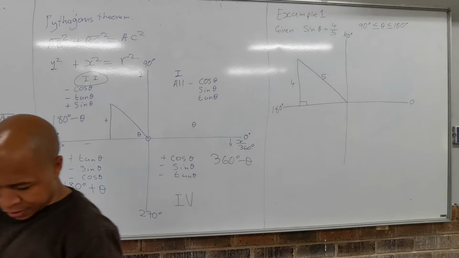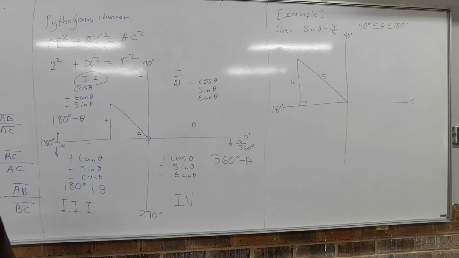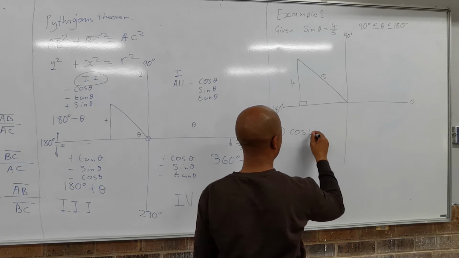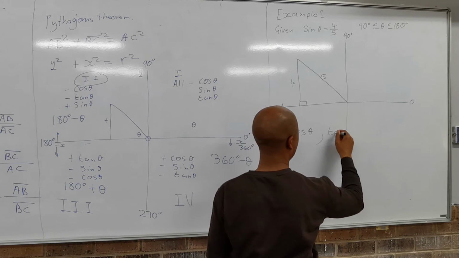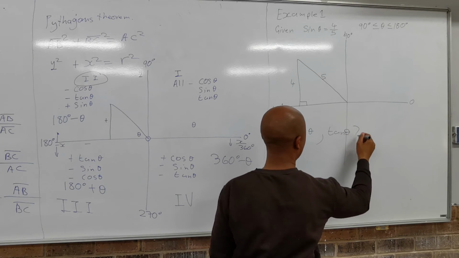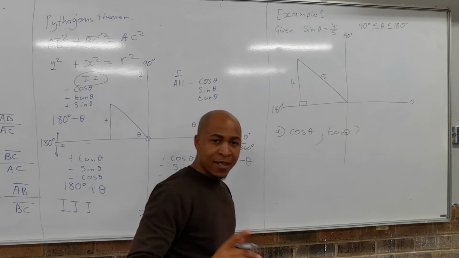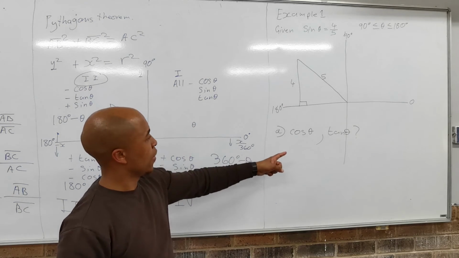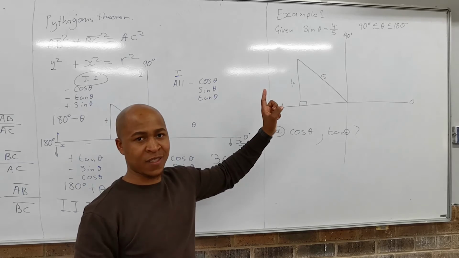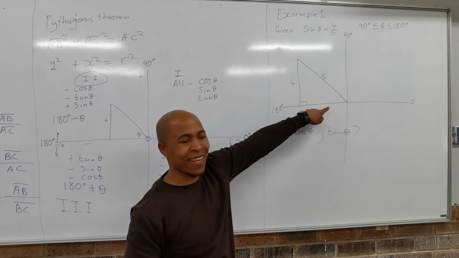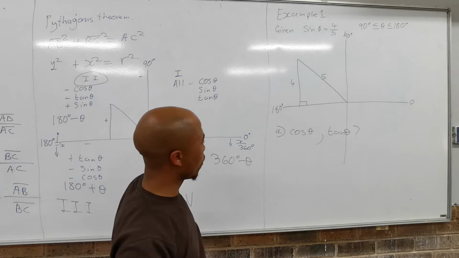Alright. So the question says to determine, without the use of a calculator, cos theta and tan theta. This is what you must determine. Normally in the exam they will say determine this in terms of ratios. Now, the first thing that we need to do is to find what? The adjacent side. How are we going to do that?